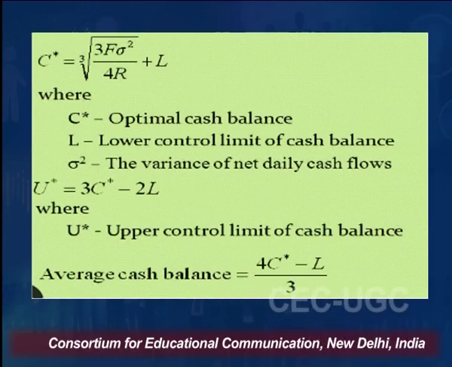For average cash balance, we can use this value C in another formula, and we may have (4C minus L) upon 3. By using this formula, we can calculate average cash balance. So, this was the formula which was given by Miller and Orr for calculating optimum cash balance and average cash balance that needs to be maintained by a company at some point of time. So, this was about cash management.